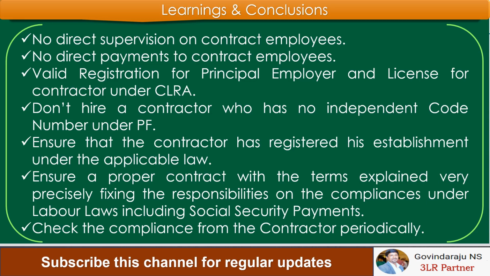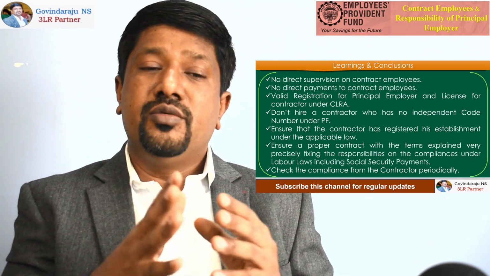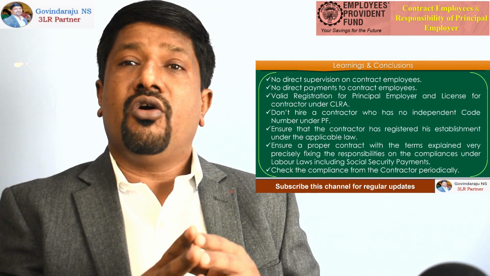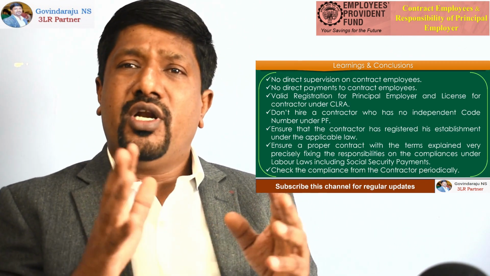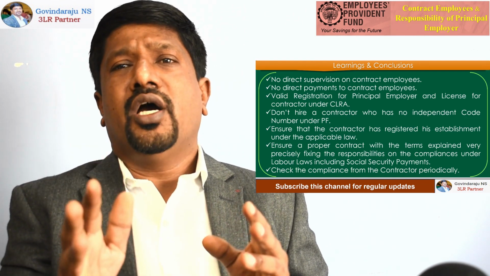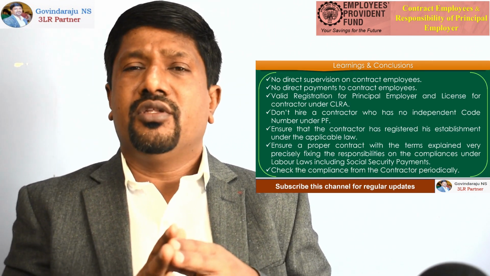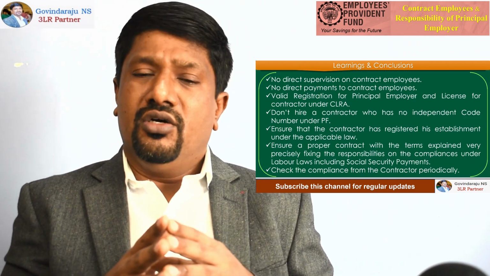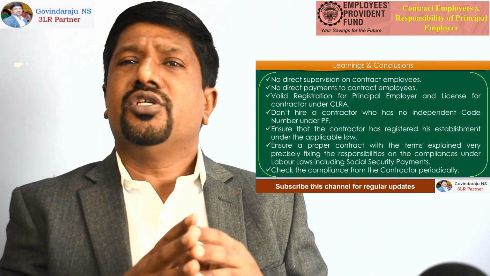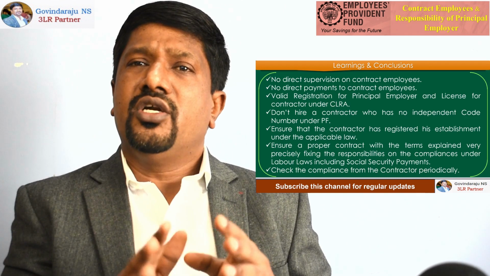And don't hire a contractor who has no independent code number under Provident Fund. If he has no code number, definitely it will be on the principal employer, and tomorrow the authorities are going to hold the principal employer responsible. Also ensure that the contractor has registered his establishment under the applicable law. It could be Shops and Establishments, it could be the Factories Act, whatever it is, he should have been validly registered under the law. And ensure a proper contract with precise terms and conditions, very clearly explained, fixing the responsibility for compliances under various labor laws including social security legislations. This is very important. Also check the compliance of the contractor periodically, so that you are very sure about it.